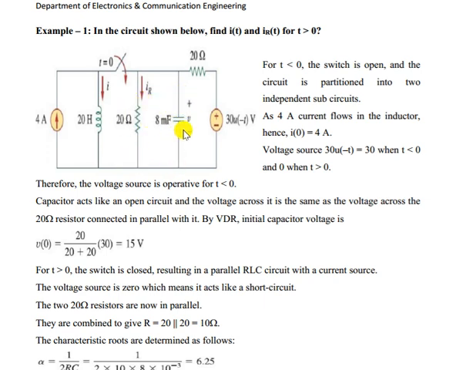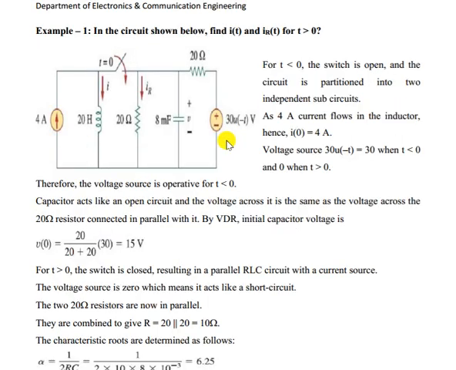Okay, that means the voltage drop across this capacitor is nothing but the voltage drop across the 20 ohm resistor. We have another resistor here, so we use the voltage division rule, and this capacitor is open circuited. So 30 into 20 divided by 20 plus 20, so 15 volt is the initial voltage. This voltage source is working for t less than 0 because it is u(-t). If it were u(t), then at t less than 0 it would be 0, not operative.